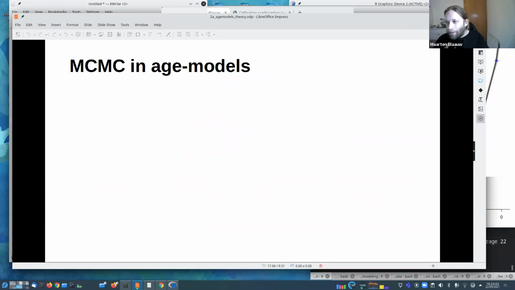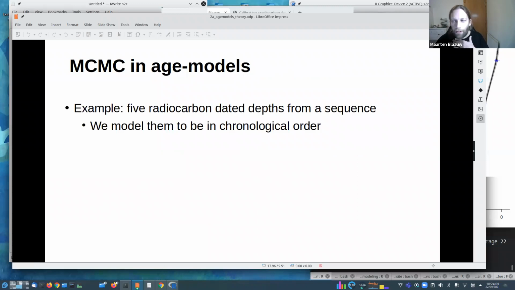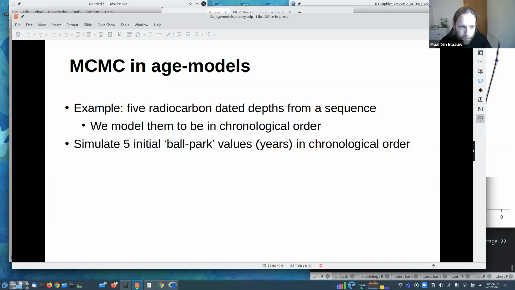So let's now finally go to age models to see how this could make sense for age models. Imagine that we have a site, an archaeological sequence perhaps, and we radiocarbon dated 5 levels. We don't really know their depths. We know that they should be in chronological order. So the further down, the date should be older than higher up. That's all we know and all we want to model. So we model them to be in chronological order.